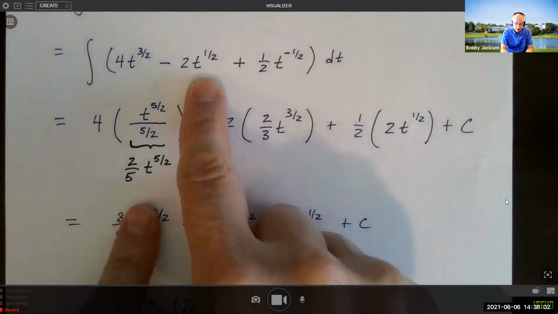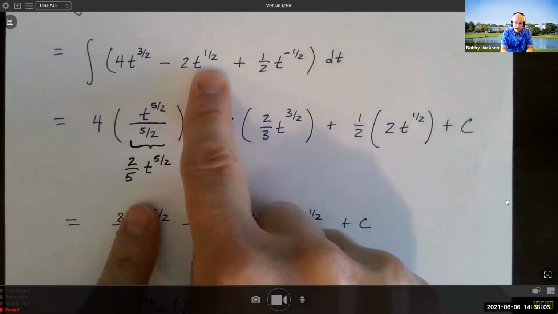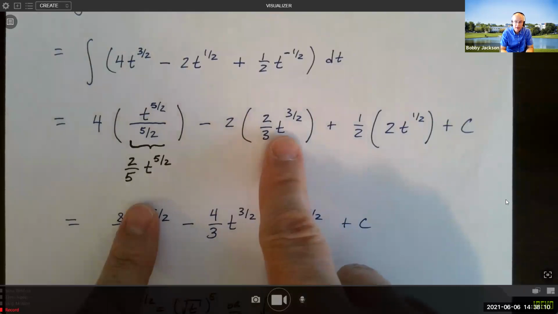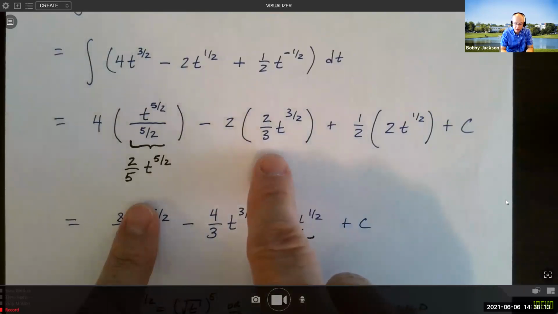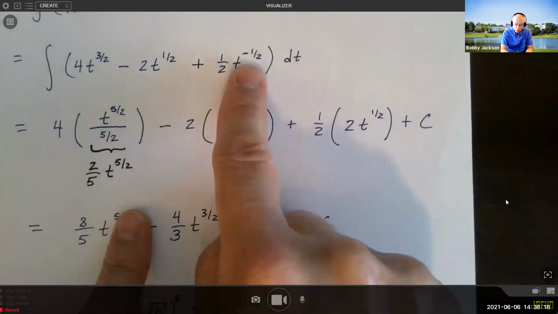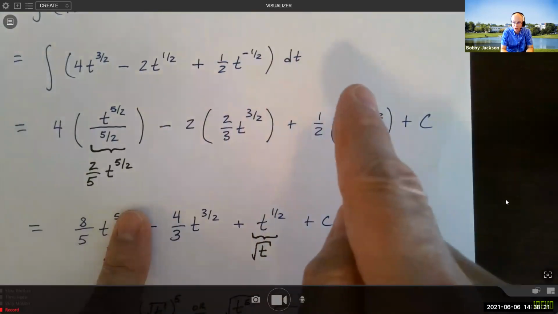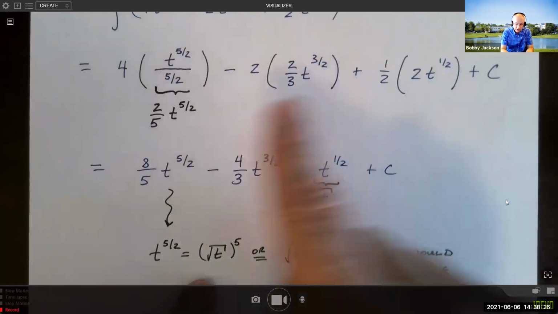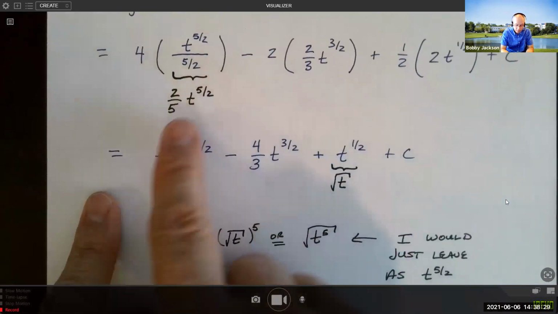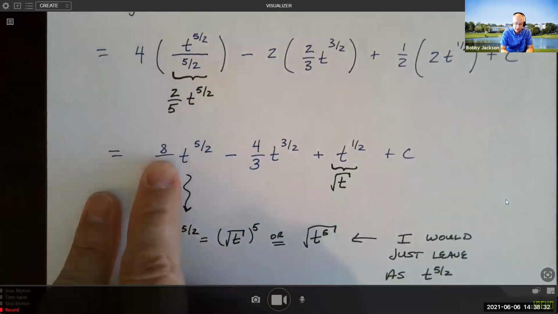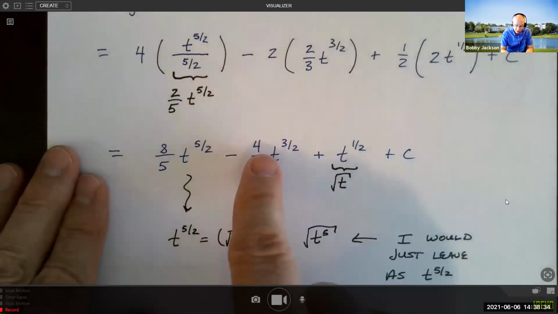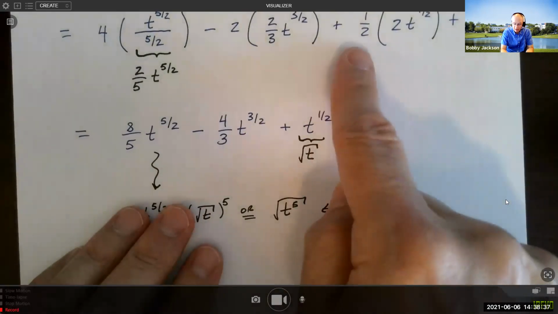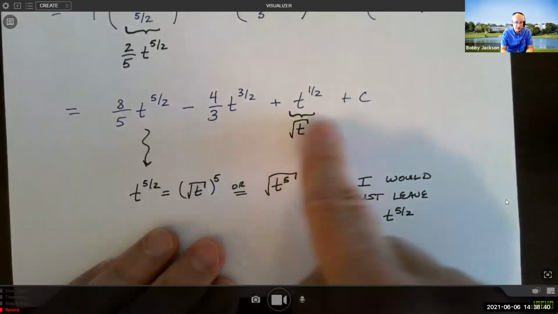So over here, t to the 1/2, if I add 1 to 1/2, I get 3/2. And so I'm going to have t to the 3/2 divided by 3/2, or multiplied by 2/3. So there's my antiderivative. Same thing here: add 1 to negative 1/2 is positive 1/2. Dividing by 1/2 is the same as multiplying by 2. And I just multiply through by 4. 4 times 2 is 8. Negative 2 times 2/3 is negative 4/3. And then 1/2 times 2 is just 1. So there's my answer, and it's fine to write it that way.